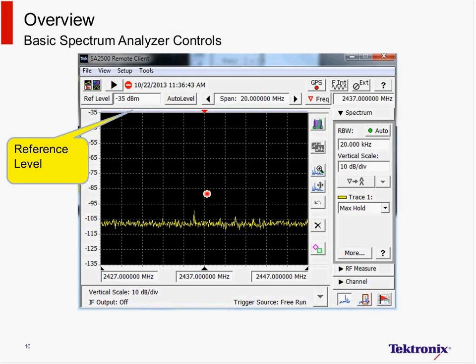So I want to make sure whatever peak is in the display here is as close to this reference level as possible. What we're doing when we do that is maximizing the dynamic range of the spectrum analyzer. And that's really important because spectrum analyzers have a great amount of dynamic range compared to oscilloscopes. They also have a great amount of sensitivity.